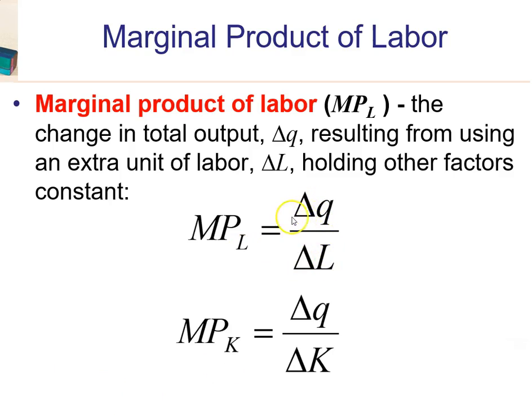This delta represents change. So how your output changes when you add another worker is an intuitive way to understand what marginal product of labor is.